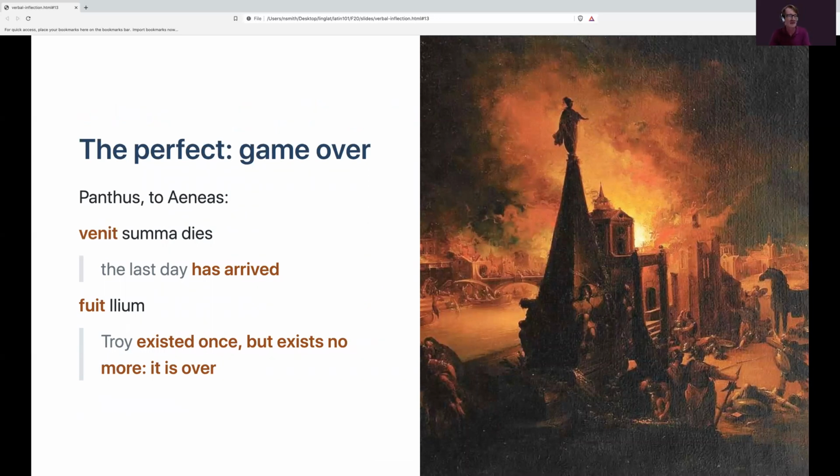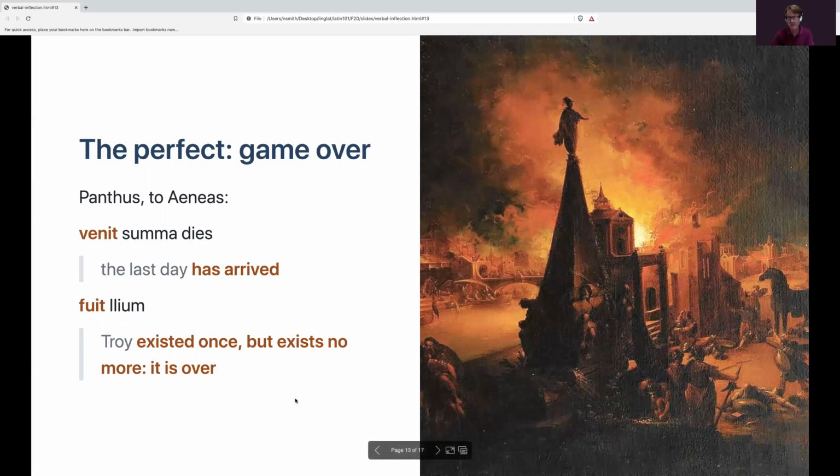And here are just a couple of examples from Book 2 of Virgil's Aeneid. The scene is the fall of Troy. The Greeks have escaped at night from the wooden horse that the Trojans have foolishly brought into the citadel and set the city ablaze, as this painting dramatically suggests. And Aeneas runs into the hero Panthus and asks him if he knows what's happening. And Panthus answers him with perfect tense verbs. Venit summa dies. Venit is a perfect tense. The last day has arrived. No more waiting for it. It's not still coming. It is here. It has arrived. Fuit Ilium.